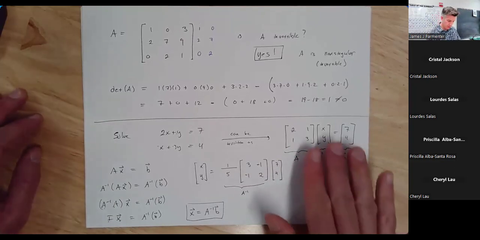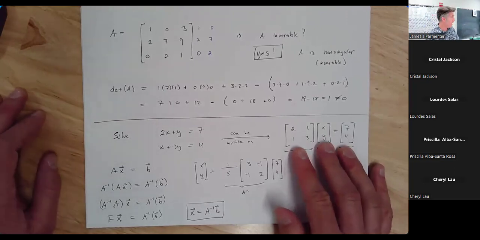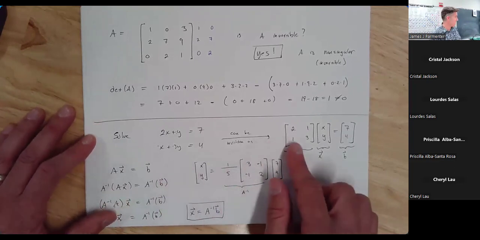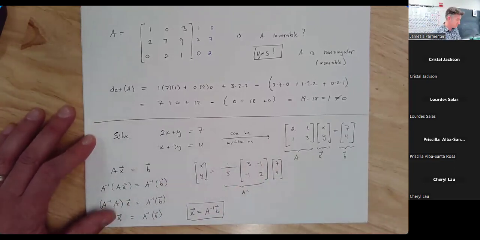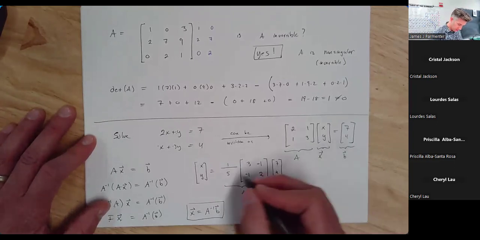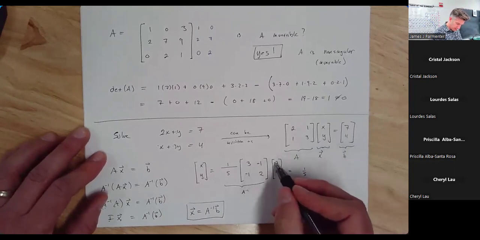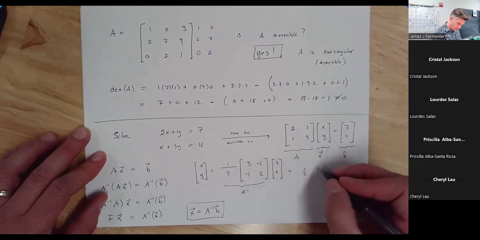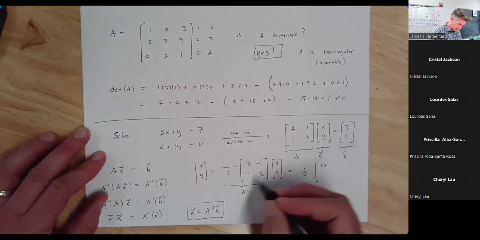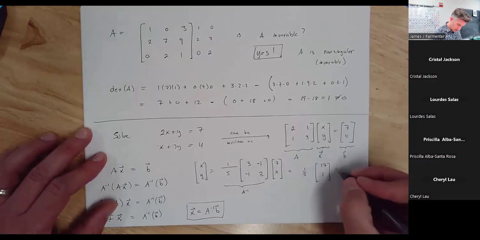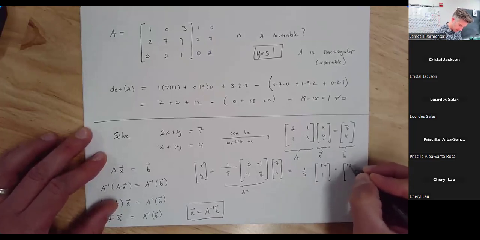So all I did was I took this equation, I multiplied both sides on the left by A inverse. I didn't write it over here because we knew that A inverse times A was going to be the identity matrix. So then let's see what happens. If we multiply this out, we get 1/5 times 3 times 7 plus -1 times 4 is 21 minus 4, which is 17. And -1 times 7 plus 2 times 4 is -7 plus 8, which is 1. So our solution here is x is equal to 17/5 and y is equal to 1/5.